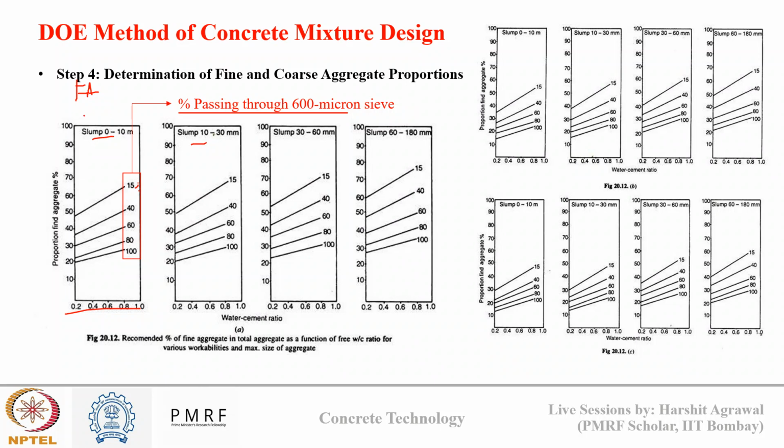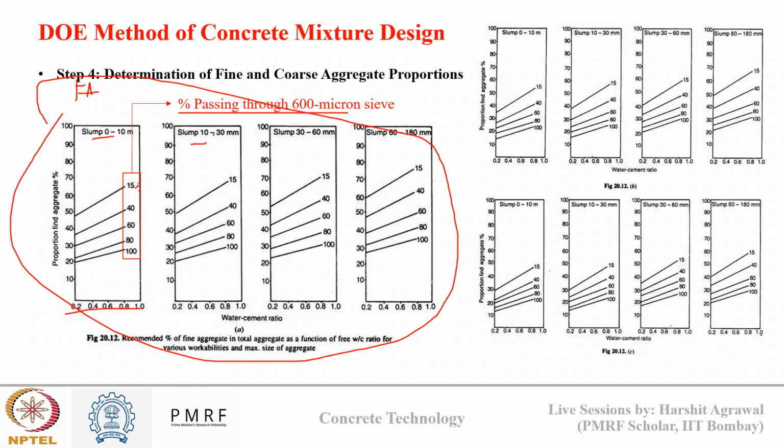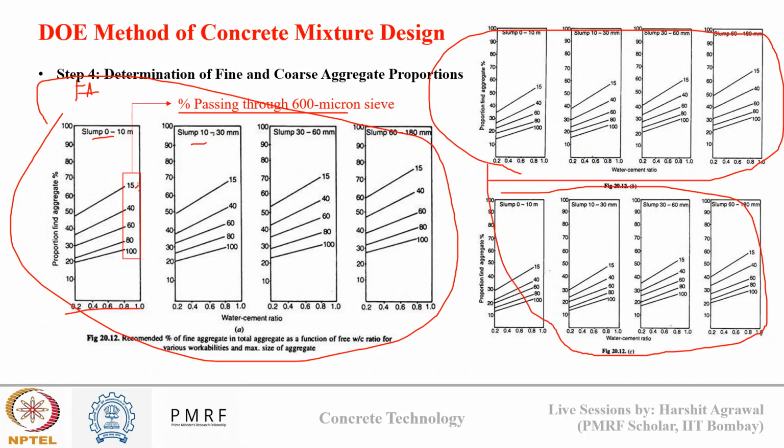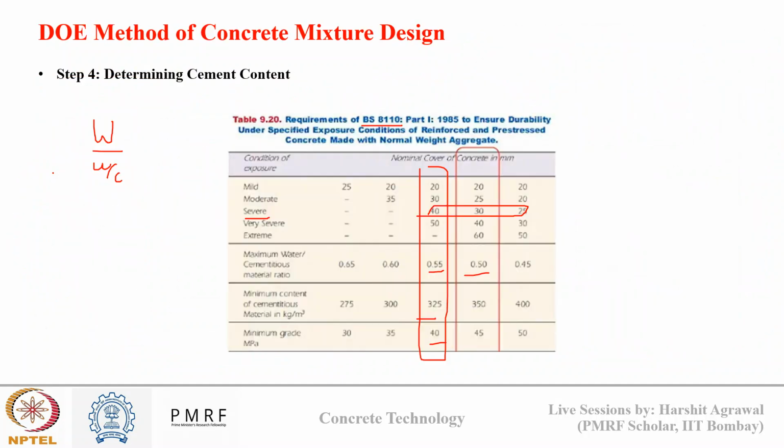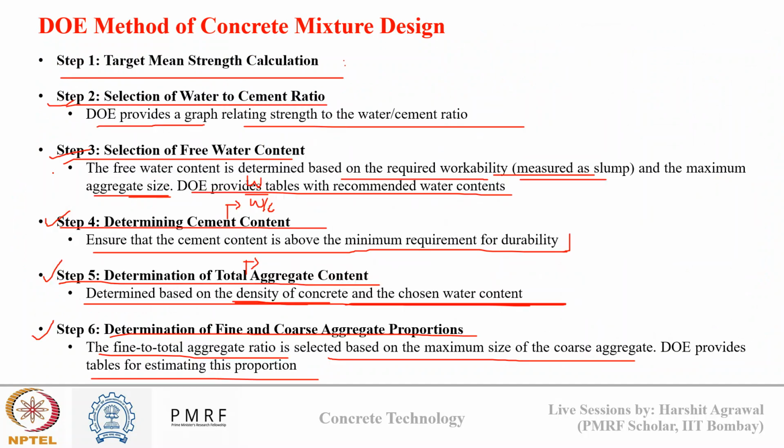So there are three groups of aggregate curves. This is the first group, for 10 mm nominal aggregate size. The second group is for 20 mm nominal aggregate size, and this third group is for 40 mm nominal size of coarse aggregate. In this way, you take a suitable curve based on your coarse aggregate size, the water to cement ratio, and the slump requirement. You can find the proportion of your fine aggregate. Okay, so this is how we determine proportions of aggregate, cement, and water based on the DOE method.